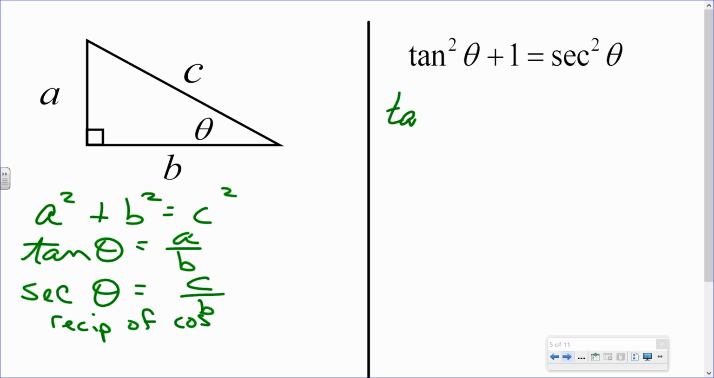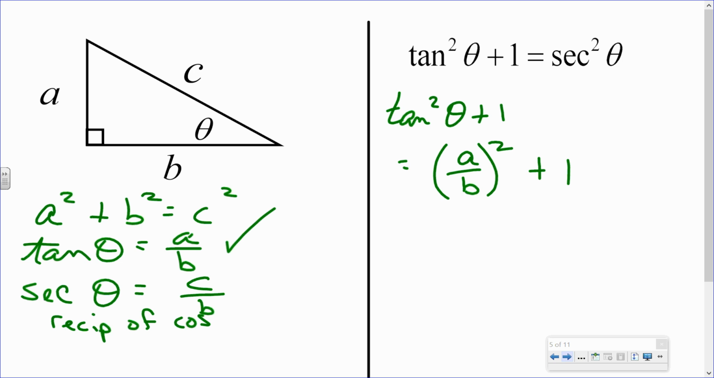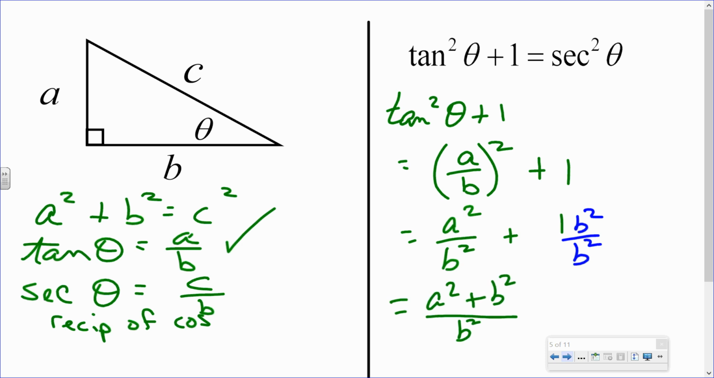Begin with the longer side, tan squared theta plus 1 equals. Well, we know tangent is a over b, so we're going to change tangent times tangent to a over b times a over b. Then that means we have a squared over b squared plus 1. Once again, I am adding. So Sydney, what do I need to do now? So I need to get that common denominator, so I'll multiply this 1 by b squared over b squared. So I have a squared plus b squared over b squared.